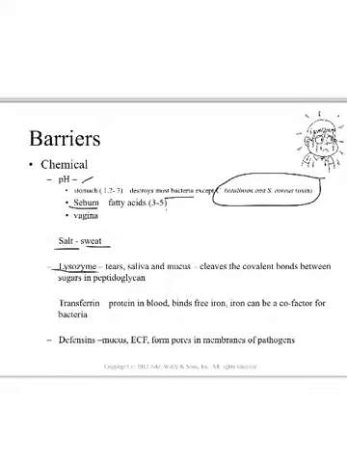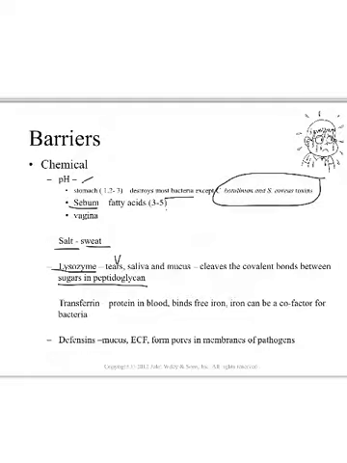Okay, lysing enzyme, that's called lysozyme. We find it in tears, saliva, and mucus. What that lysing enzyme actually does is break the bonds between the sugars and the peptidoglycan. So pretty cool, it breaks down the cell walls.